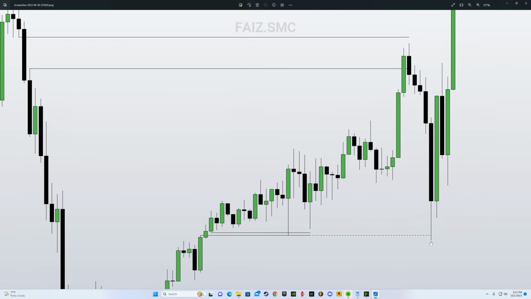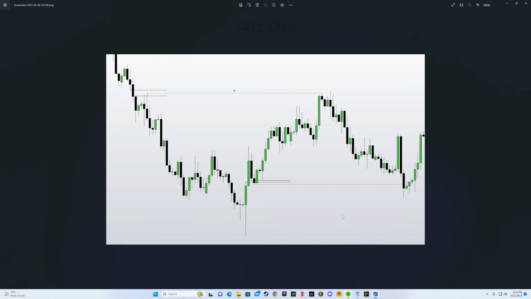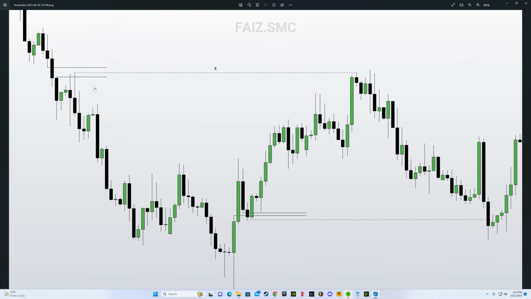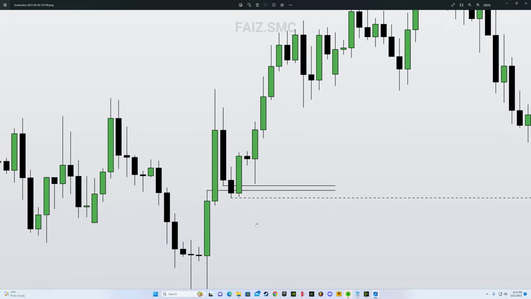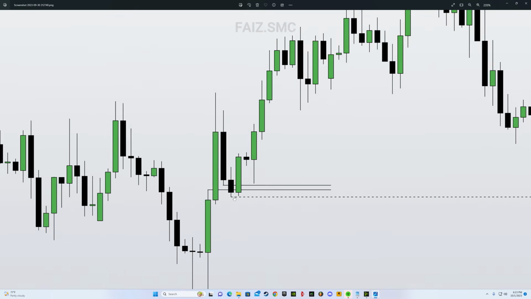So you can see we took out the low and we went up and took out the high over here. Here is another example. So you can see we have this fair value gap. This was the high that was engineered by market makers. Price comes back, and over here you can see we created a fair value gap. Price tapped into this fair value gap and created a low over here.